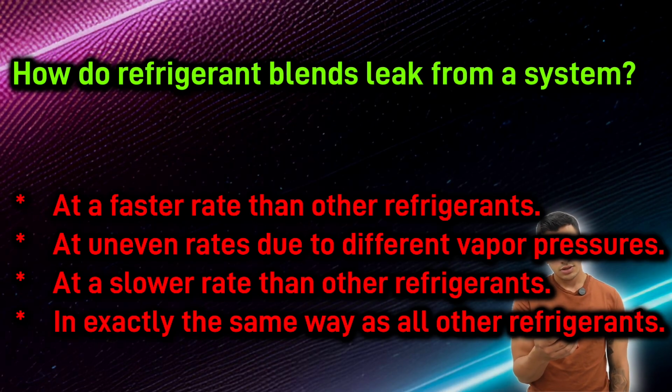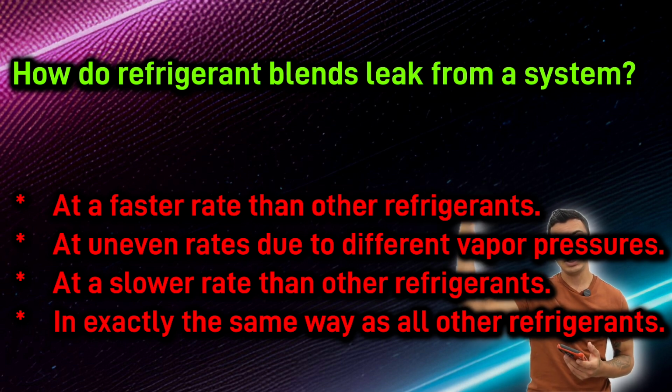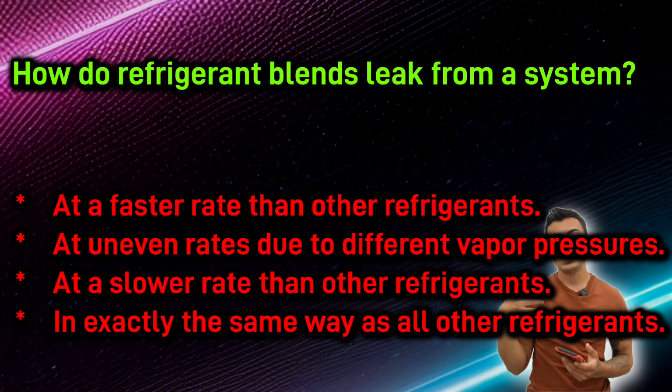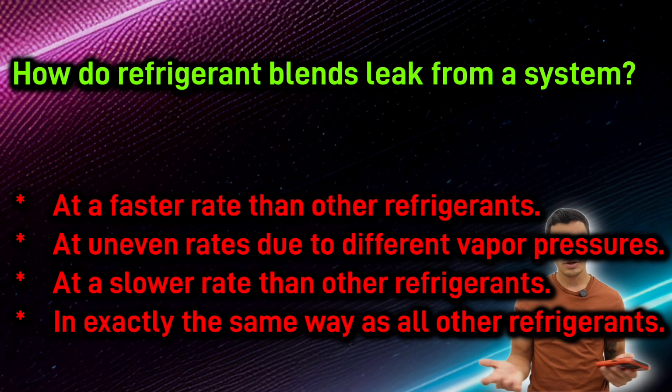Number 17. How do refrigerant blends leak from a system? At a faster rate. Okay, so refrigerant blends are basically different temperature and different pressure because it's blends. So leaking from a system, they will leak at an uneven rate. So I think it's in here. Yeah, they will leak at an uneven rate due to the different vapor pressures. So there you have it.